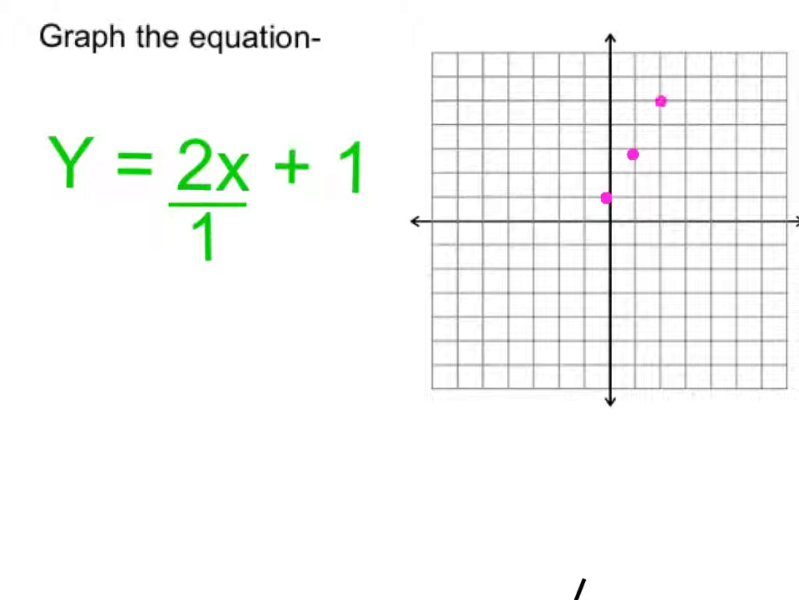Do that again. Now let's go back the other way. Start at the y-intercept again. Go down 2 and left 1 and mark that with a point. Do that again.